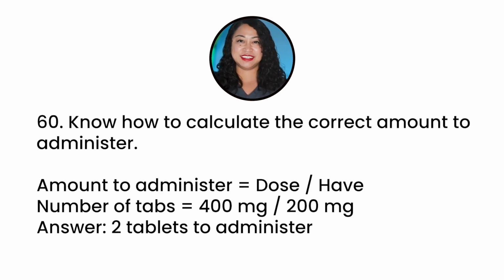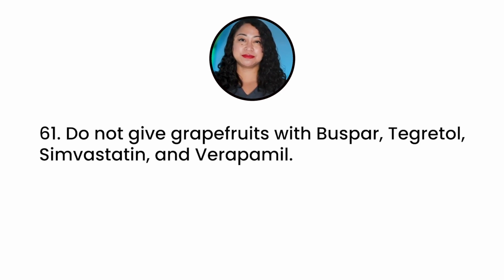Statement 60. Know how to calculate the correct amount to administer. Amount to administer equals dose over have. So the number of tablets equals 400 milligrams over 200 milligrams. So the answer is 2 tablets to administer. Statement 61. Do not give grapefruit with Buspar, Tegretol, simvastatin, and verapamil.